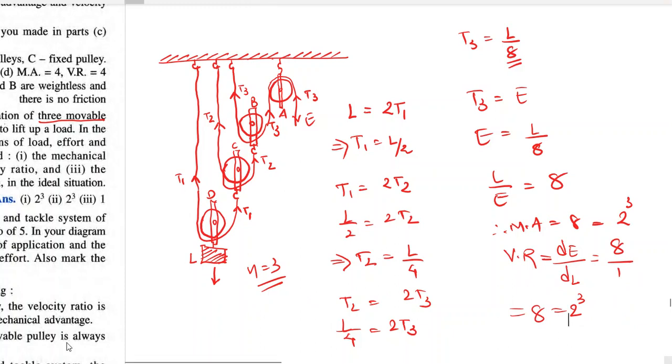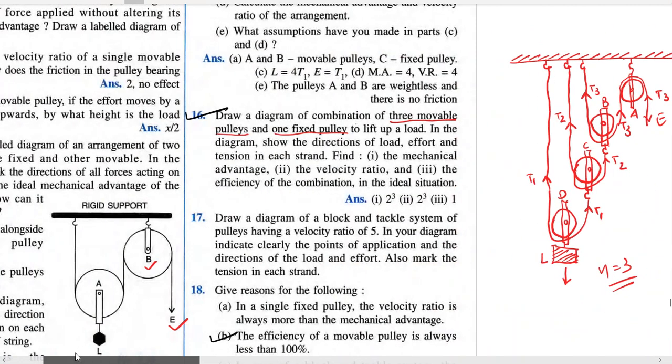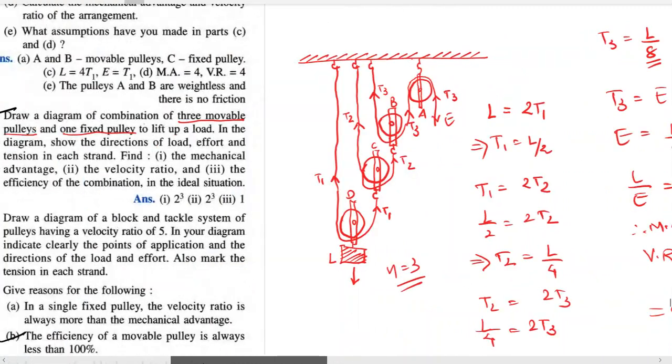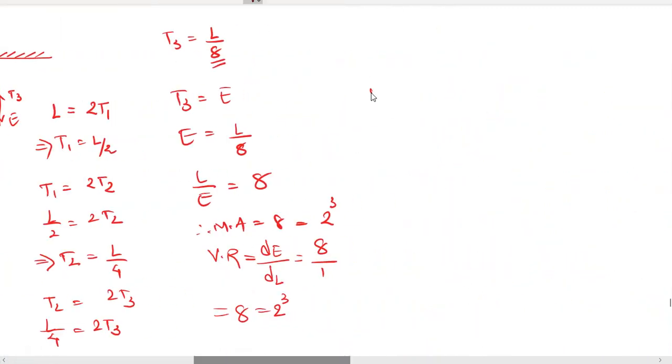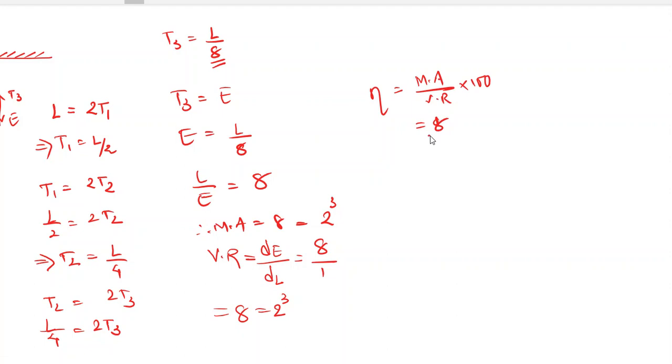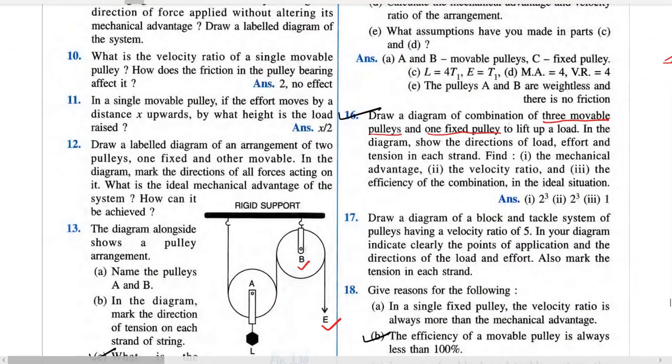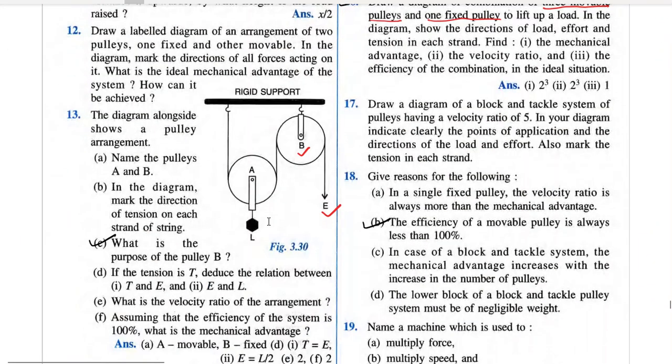And what is the efficiency of the combination in ideal situation? So efficiency in ideal situations is mechanical advantage upon velocity ratio multiplied by 100. That is 8 by 8 into 100, which is basically 100%. In percentage I have written, you can write efficiency as 1 also. Okay, so that was question number 16.